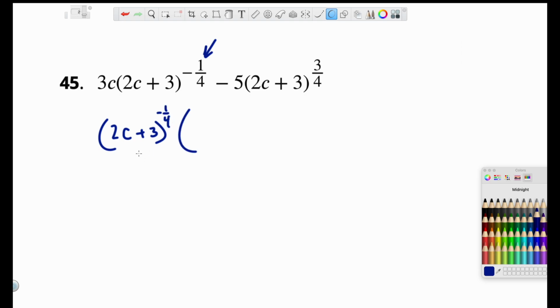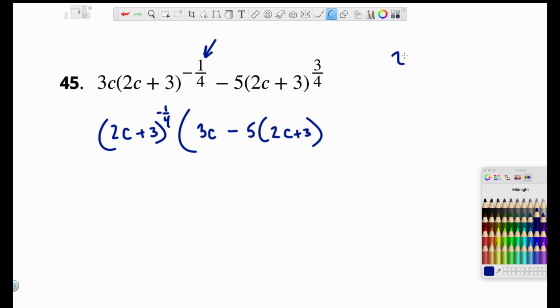And that's going to leave me with, so I just took this whole thing out of the first term. So it just leaves me with 3c, right? I just factored this whole thing out here. Minus, now I've got a 5. Okay, so I'm taking out a negative 1/4 here. I'm subtracting a negative 1/4. So the base stays the same.